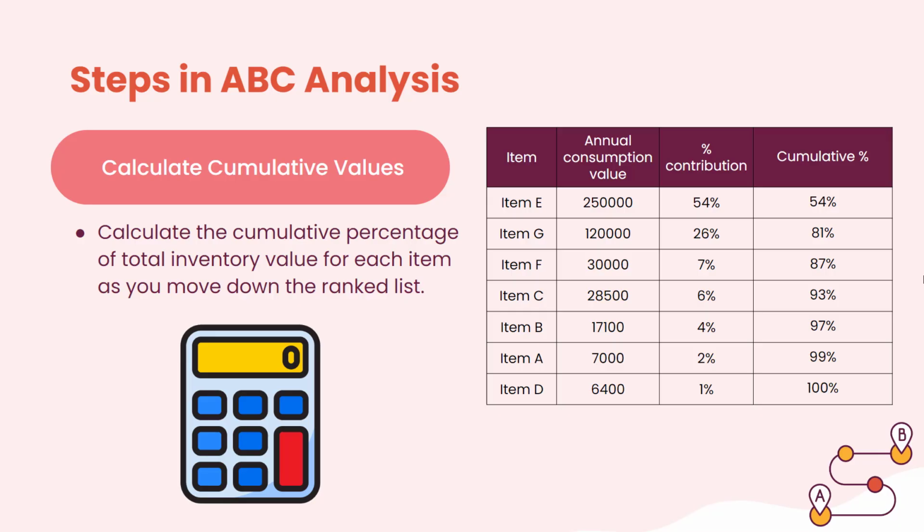After we have calculated individual percentages, we will calculate cumulative percentages. As you can see, 54%. Then 54 plus 26 equals 81%, considering decimals. Then 81 plus 7 equals 87%. Then 87 plus 6 equals 93%, and henceforth.